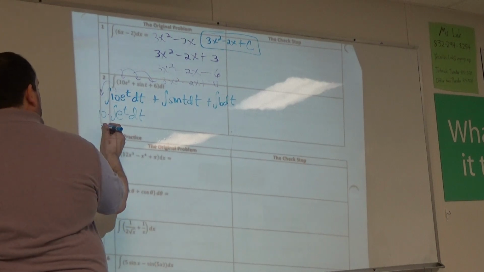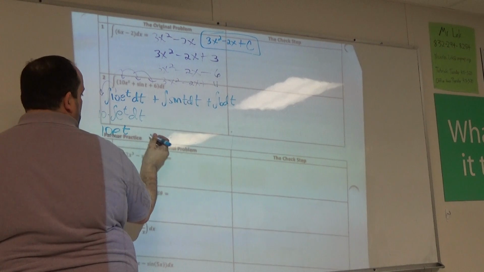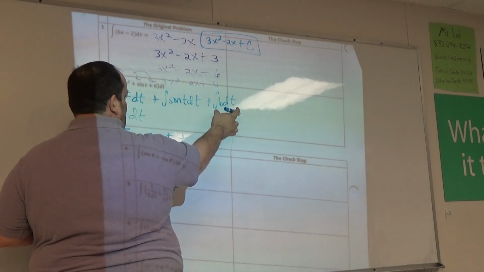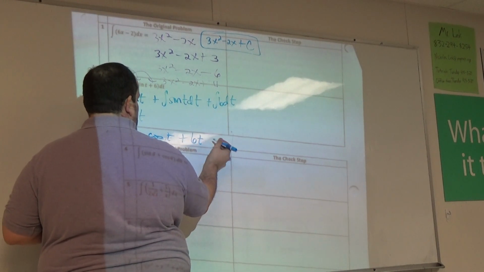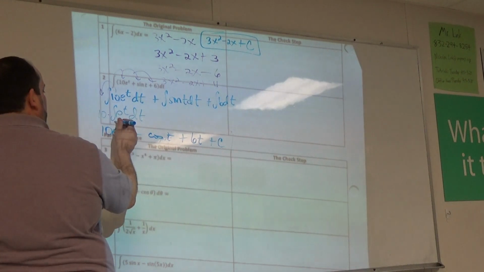So it's 10 e to the t. Antiderivative of this guy over here, negative cosine, is negative cosine of t, plus the antiderivative over here, 6t. Don't be done. You're not done. Plus c. Don't forget Charlie, plus Charlie.